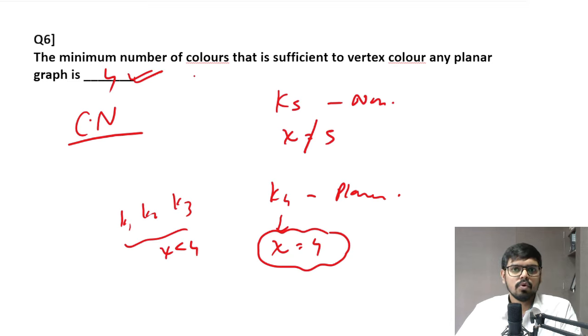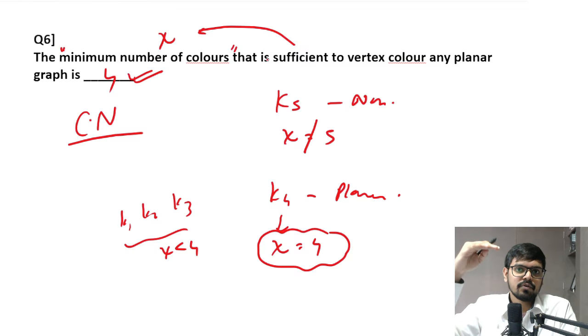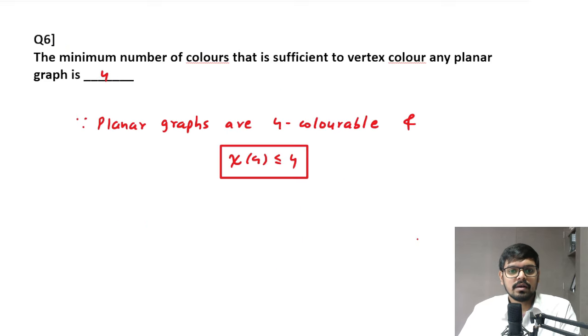If you need more, you can use it, but if you are in search of the minimum number of colors, that is nothing but the chromatic number. So the sufficient number of colors is nothing but the upper limit of the chromatic number. The upper limit of the chromatic number is 4 for any planar graph. Therefore, the statement was that planar graphs are 4 colorable, since the upper limit, the sufficient colors, is 4.